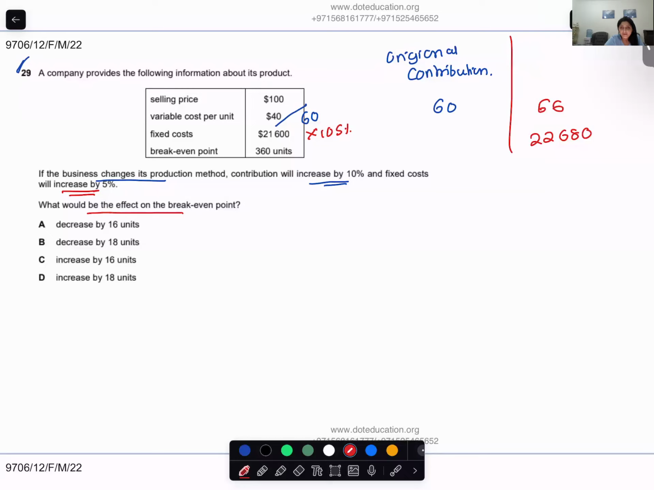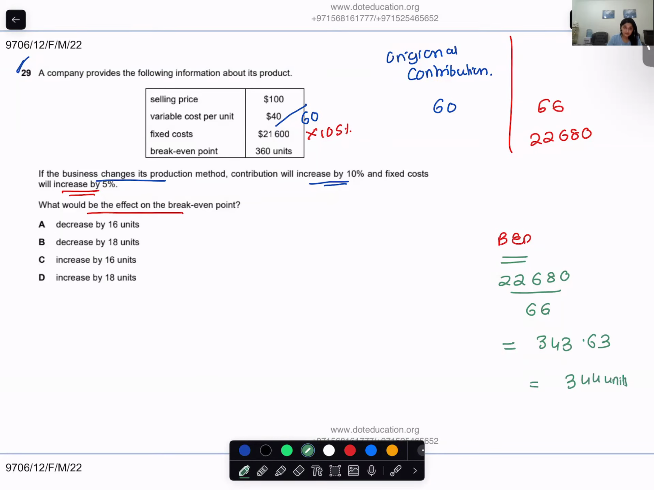Okay, miss. So I have to just do the formula. Yeah, so what is your break-even point formula? It's total fixed cost divided by contribution per unit. So what is your total fixed cost now? It's 22,680. New contribution? Divided by 66. So 343.63, or I could say it is 344 units.